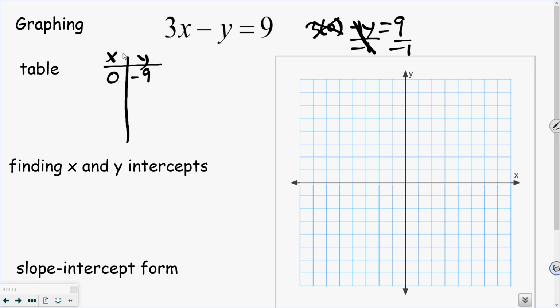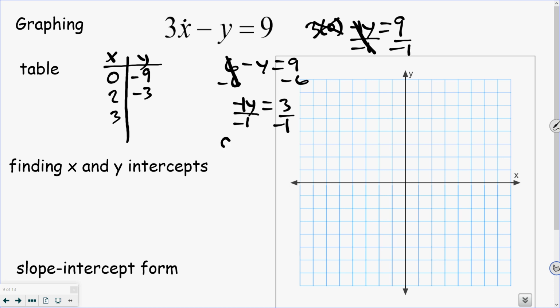Okay, let's pick another number. We could do, for example, 2. So let's put 2 in for x. 3 times 2 is 6, minus y equals 9. So let's minus the 6 over. Minus y equals 3. Again, that's like a negative 1y. Divide by negative 1. So y is equal to negative 3. Let's pick one more number. Let's just do 3. So I plug 3 in for x right there. 3 times 3 is 9. So minus the 9 over. So negative y equals 0. It's like a negative 1. So I get 0 right there.